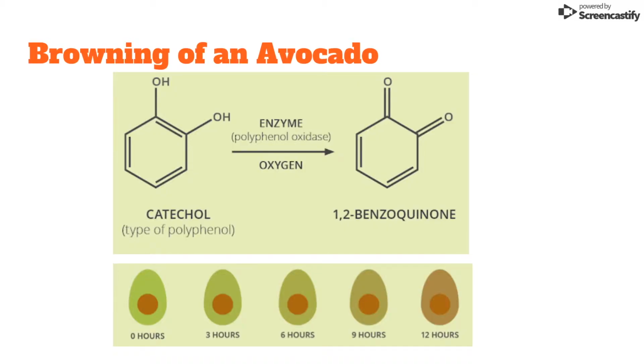A specific example of this is the browning of an avocado. Notorious for their quick rotting process, avocados go through the enzymatic browning process fairly quickly. Their polyphenol, catechol, is oxidized into 1,2-benzoquinone. We could take a closer look at this mechanism with this animation.